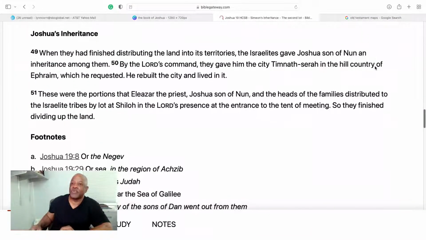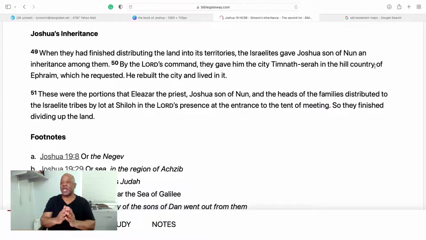So verse 49, and when they had finished distributing the land into its territories, the Israelites gave Joshua the son of Nun an inheritance among them. By the Lord's command, they gave him the city of Timnath-Serah in the hill country of Ephraim, which he requested. He rebuilt the city and lived in it. Now we'll get back to this because we're going to have a time jump somewhat here.